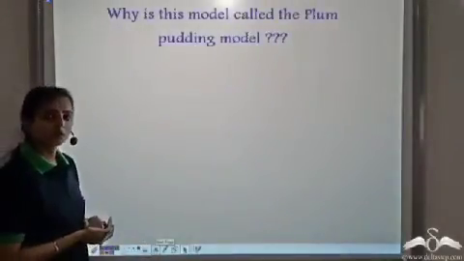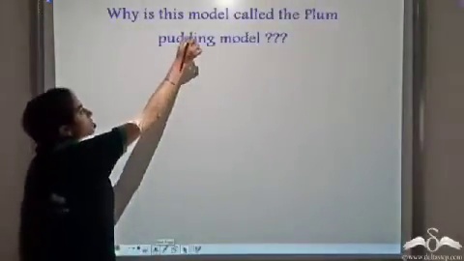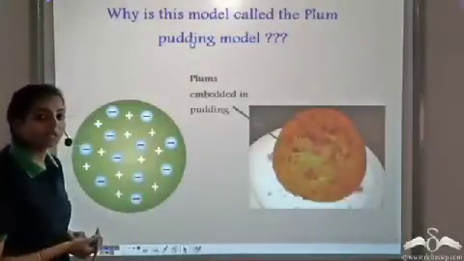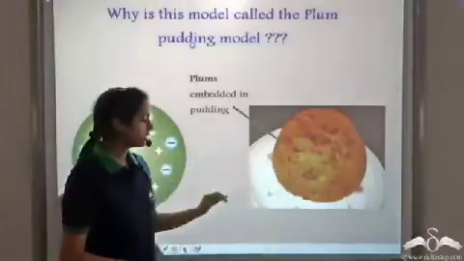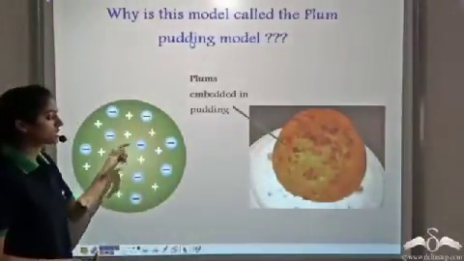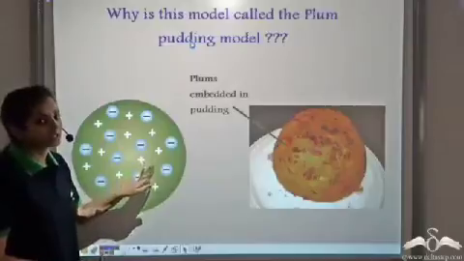Why was his model called the plum pudding model? This is because he compared it to a plum pudding. Like the plums are embedded in the pudding, similarly the negative charges are embedded in the positive solid sphere.